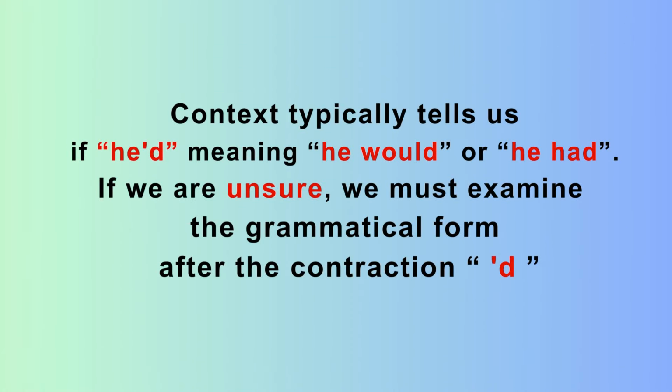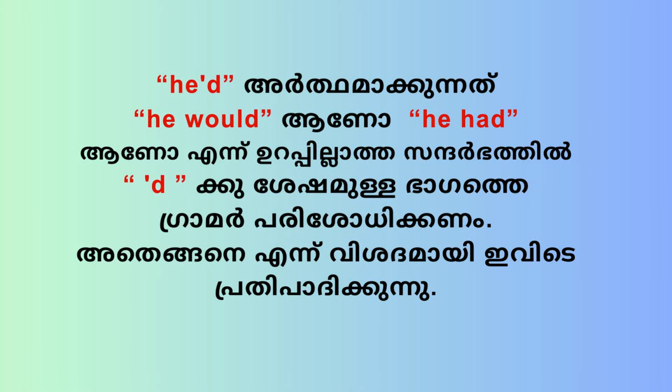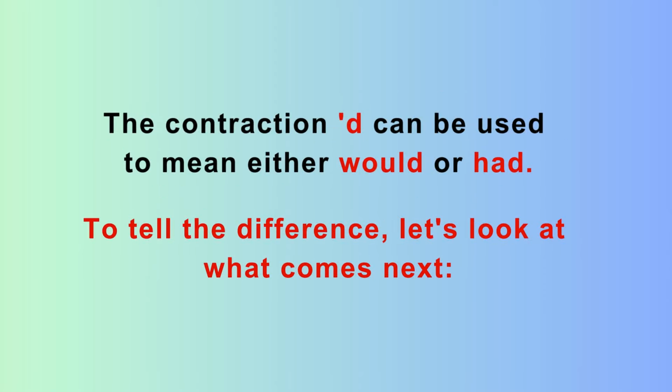Context typically tells us if he'd means he would or he had. If we are unsure, we must examine the grammatical form after the contraction 'd. The contraction 'd can be used to mean either would or had. To tell the difference, let's look at what comes next.